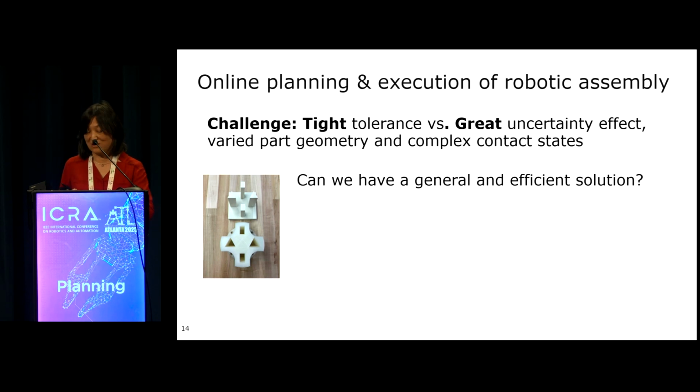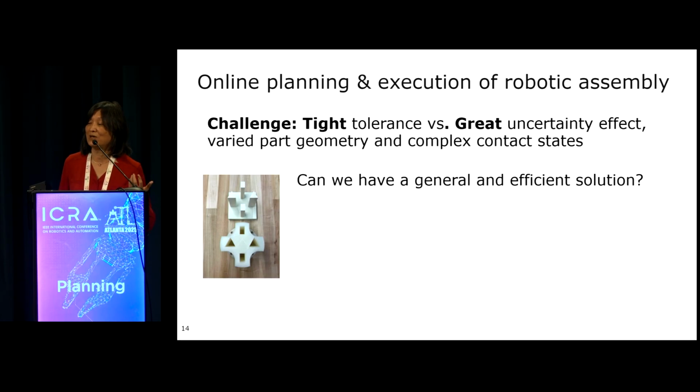Now, I'd like to talk about my favorite subject: online planning, execution, robotic assembly. Again, we heard about robotic assembly, assembly sequence planning, and assembly planning from Dan earlier. So the challenge is tight tolerance versus great uncertainty effect, and varied part geometry and complex context state complicate the situation. And we know existing approaches are either for very simple cases or use learning-based approaches for task-specific solutions.